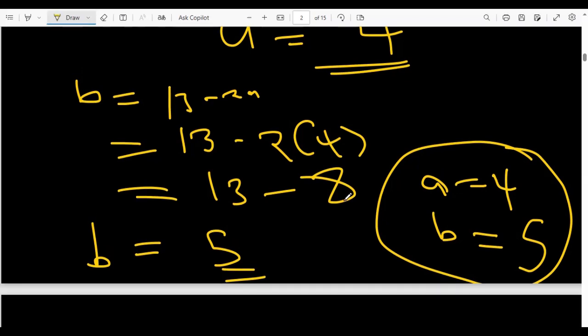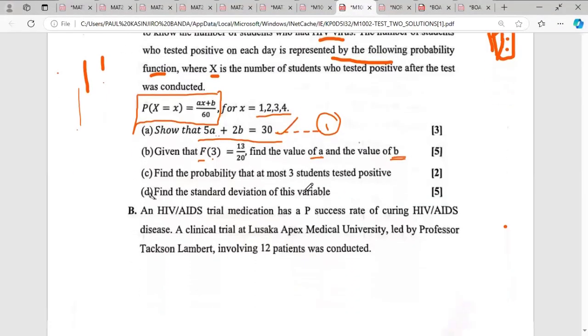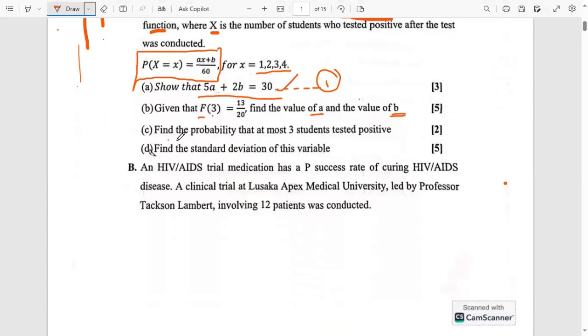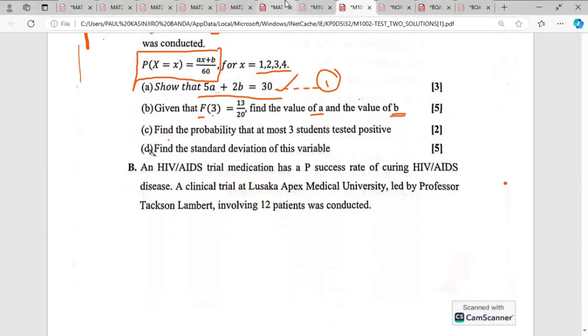Okay, no questions. I'll move to the next one. So for the next one, we look at the probabilities. Okay, so they're saying find the probability that at most 3 students tested positive. Okay, so at most 3 students tested positive. That's what we are finding. So it means we are finding this probability here.